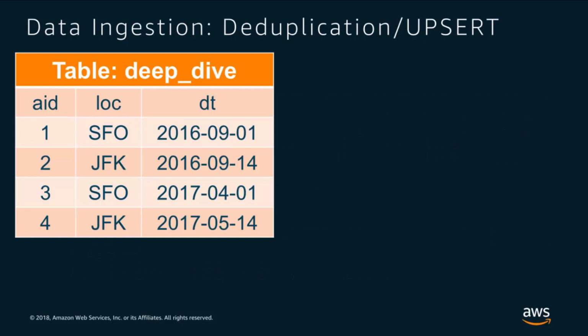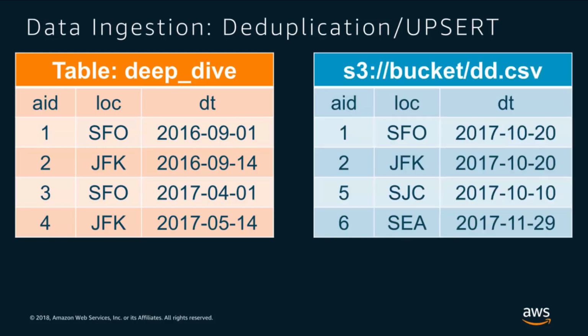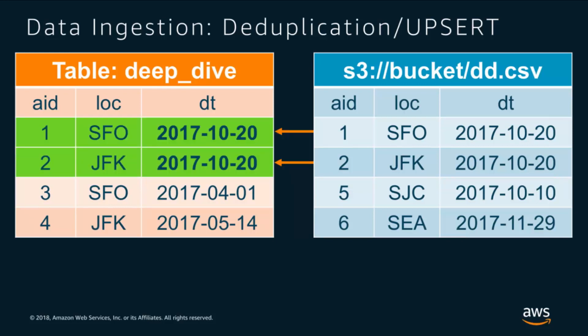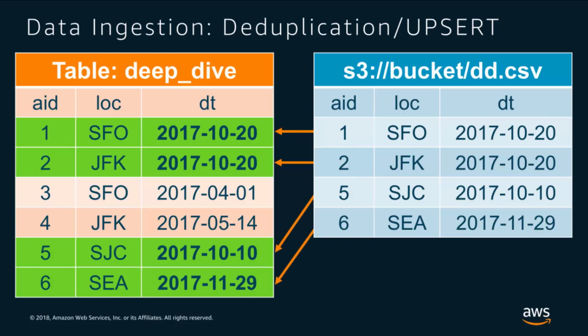So this is one of the most commonly asked questions that I get in Redshift: how do you do deduplication or UPSERT logic with, say, the copy statement? Say I have the data in this deep dive table, the same 4 rows we've been using this entire webinar, and we came along with a CSV file. In this CSV file, we have another 4 records. We want to update 2 of the records, and 2 of the records will result in new rows in the table. How do we go about doing this?